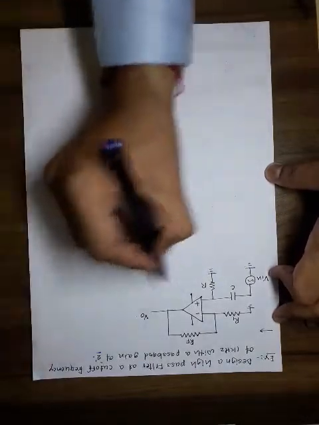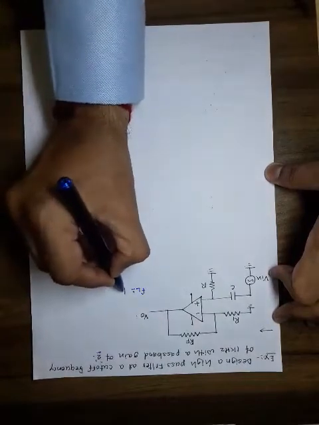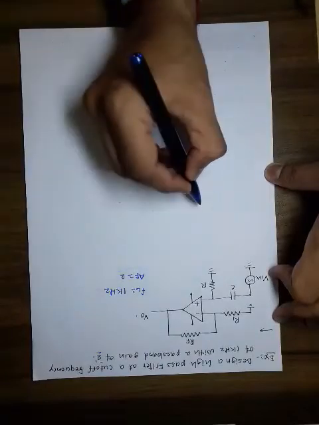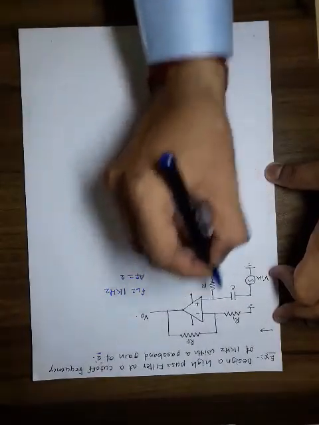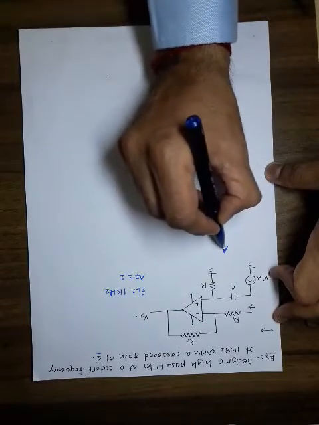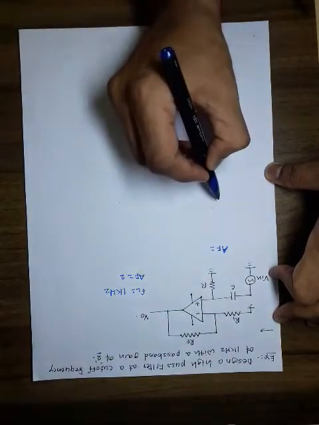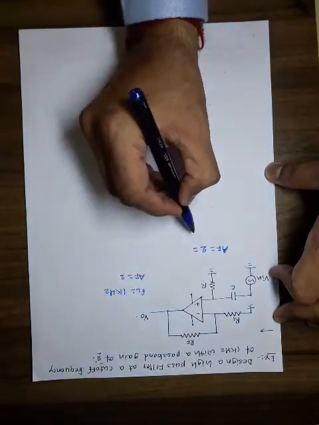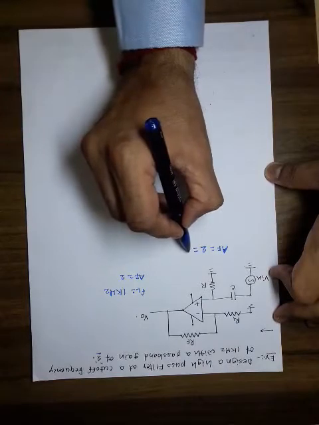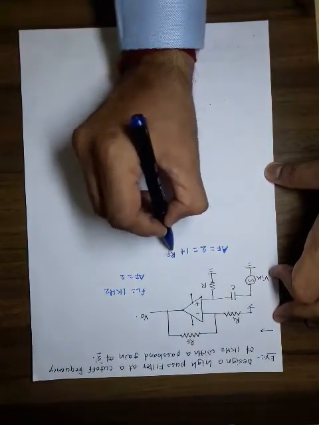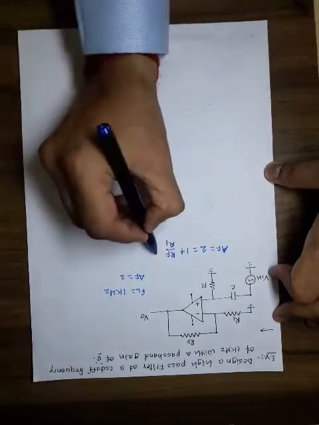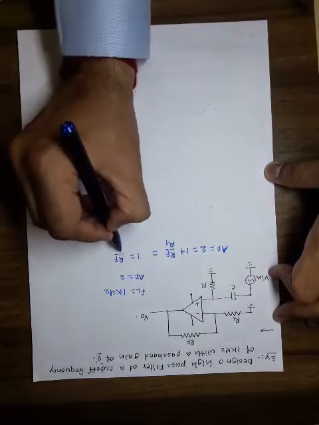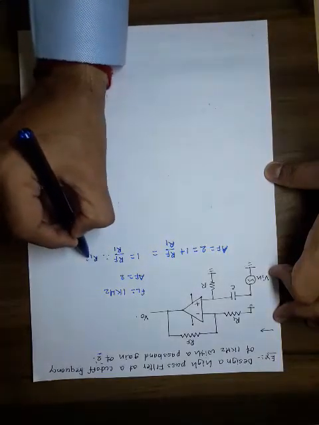Information with us: cutoff frequency means FL equals 1 kilohertz. Pass band gain means AF equals 2. For the first order filter, the pass band gain AF equals 2, given. We are using this in non-inverting configuration, so AF equals 1 plus RF upon R1. This gives RF upon R1 equals 1, therefore R1 equals RF.